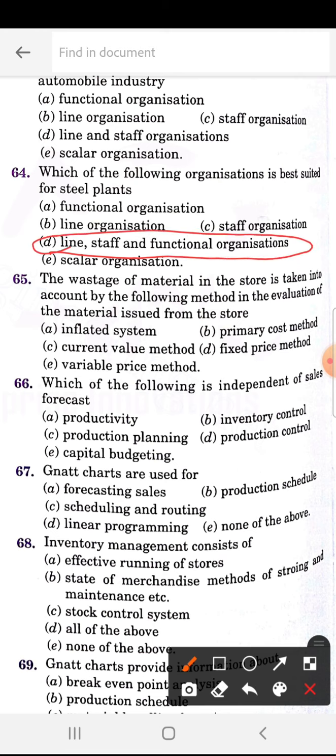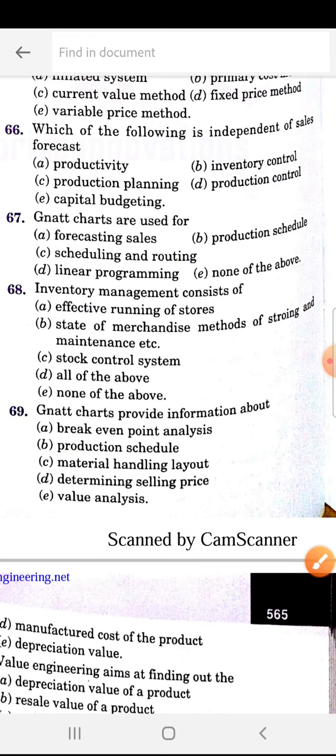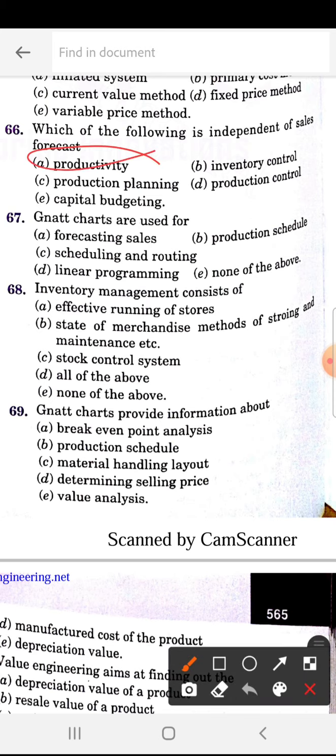Remember, the waste of material in the store is taken into account by the following method in the evaluation of the material issued from the store. So 65 is A, the inflated system. Inflated means the wastage of material in the store is taken into account. Which of the following is independent of sales forecast? 66 is A, productivity. Productivity is independent of sales forecast.